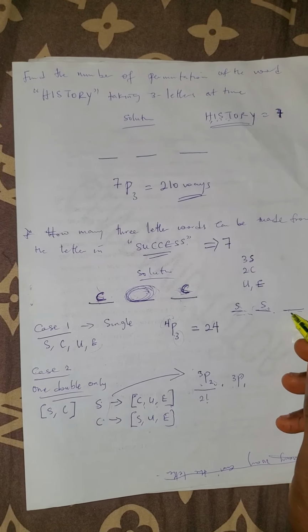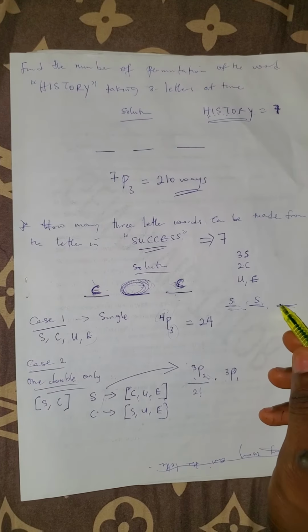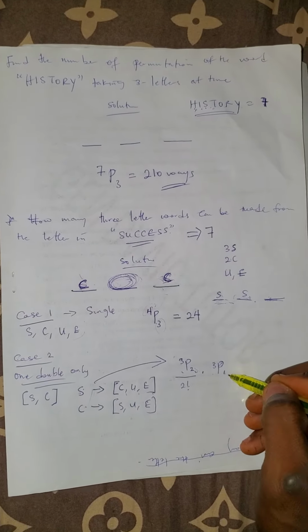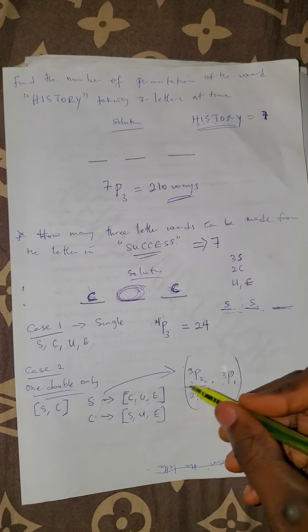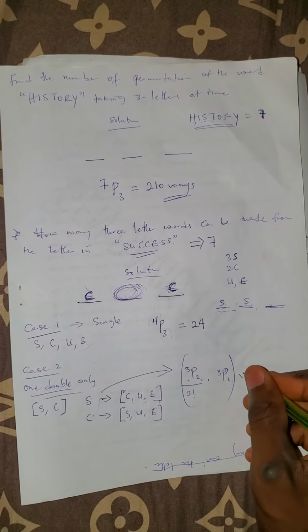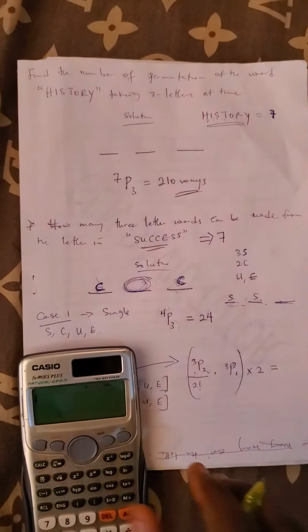Out of 3 spaces, the third space contains 1 letter. So that's why out of 3, it has 1. So this one alone is for S. And how many doubles do we have? We have 2 doubles. That's why you have to multiply by 2. So let us press this on the calculator.